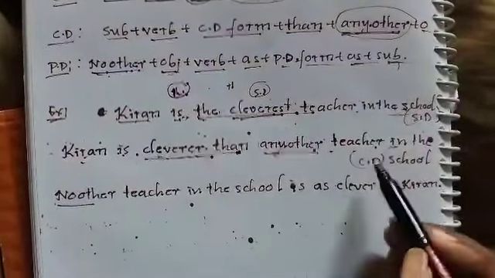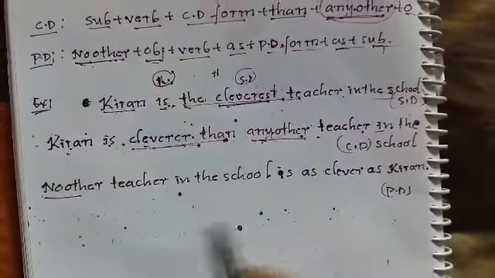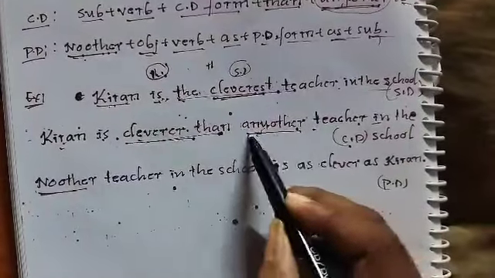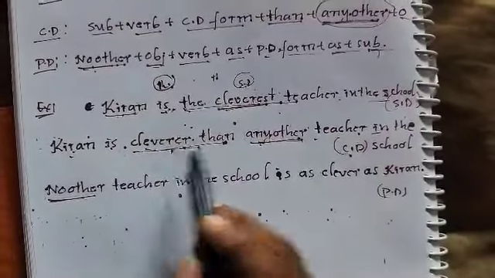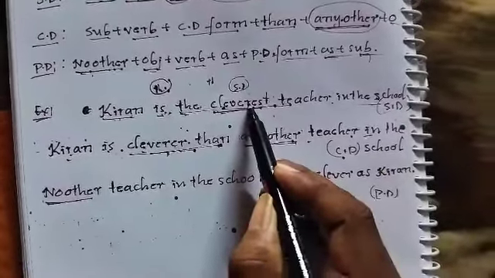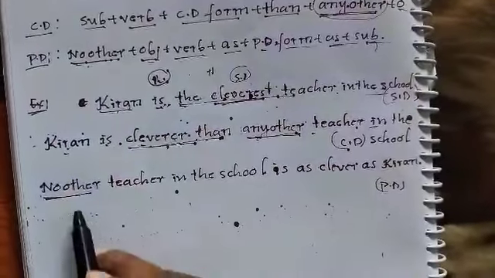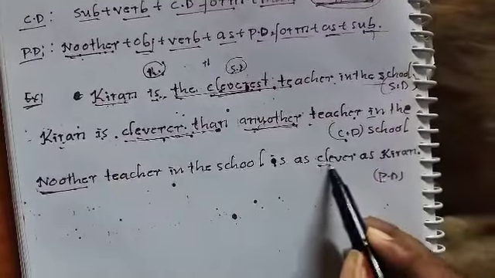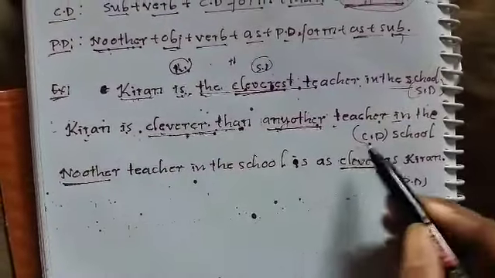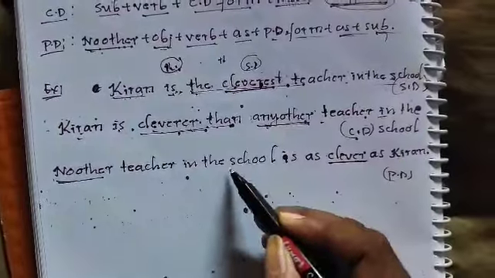So next, the same sentence we change into positive degree, PD, positive degree. So we remember the key points, "no other". Here in comparative degree we should remember "any other". In SD form, a superlative degree adjective is there. In CD form, a comparative degree adjective is there. In PD form, a positive degree adjective is there. So in such a way we are changing superlative degree to comparative degree to positive degree.